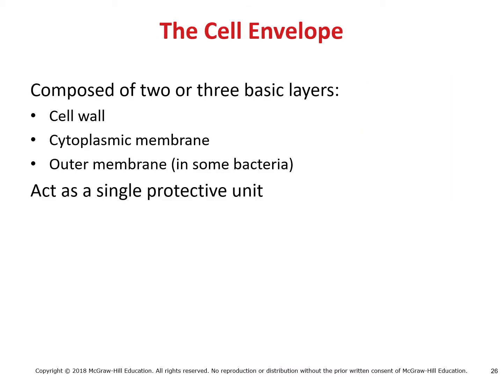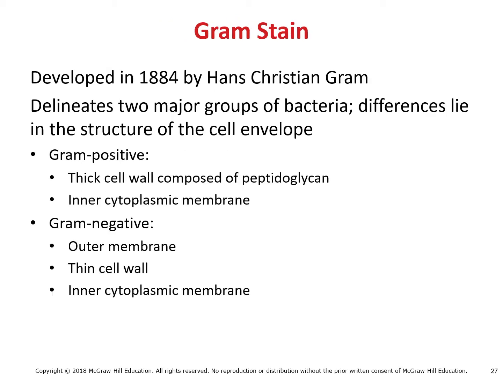The cell envelope is going to be an important thing that we should discuss. The cell envelope is going to be made up of essentially 2 or 3 basic layers: the cell wall, the cytoplasmic membrane, and for some bacteria, an outer membrane. It acts as a basically centralized protective unit, and so the idea here is gram staining really has a major role in showing us the difference in these cell envelopes.